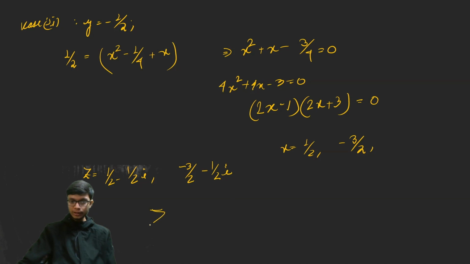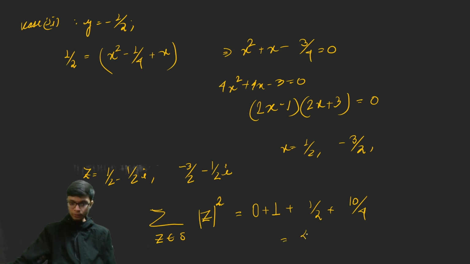Now we need the value of the summation where z belongs to the set S. I have to find the square of the modulus of the complex numbers. If I do that, the first complex number is 0, the second complex number has modulus 1, so 1 whole square is 1. Then for this complex number the value is 1 by 4 plus 1 by 4, that is 1 by 2. Similarly, this value is 9 by 4 plus 1 by 4, that is 10 by 4. Okay, so that is 3 by 2 plus 10 by 4, that is 5 by 2. So 3 by 2 plus 5 by 2 is equal to 8 by 2, and that is equal to 4. Okay, you can solve this and get the required answer as 4.